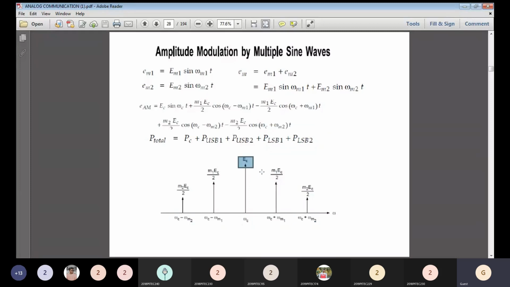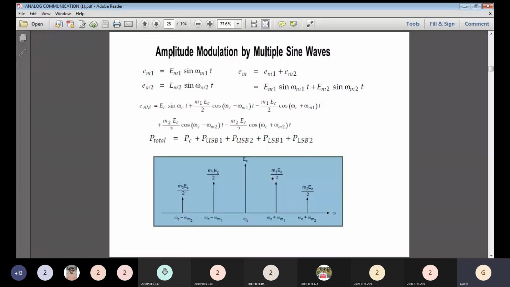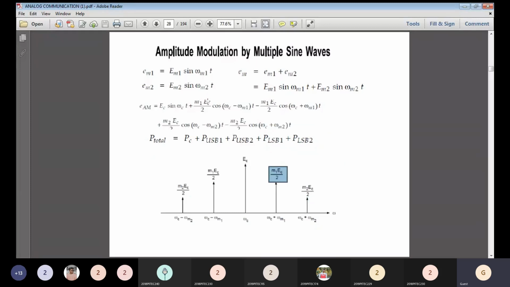The amplitude values are there. The amplitude values of the first sidebands depend on the modulation index value of the first signal. The modulation index of the first signal depends on the amplitude of the first signal. For the second signal, two sidebands are there. The sideband amplitude values depend on the modulation index of the second message signal. So the modulation index depends on the amplitude of the second message signal.